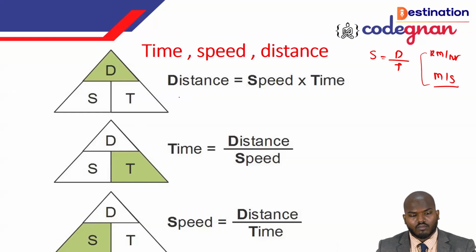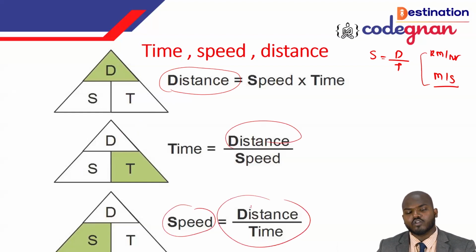So this one formula can generate three different formulas. Distance is equal to speed times time. Time is equal to distance over speed, and speed is equal to distance by time. This is the original formula. From this one formula you can create the three formulas.